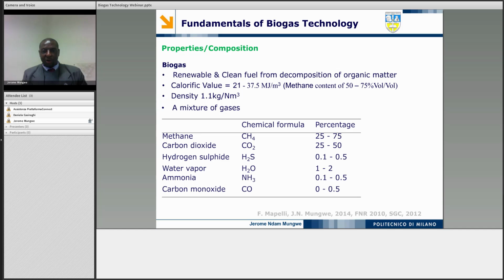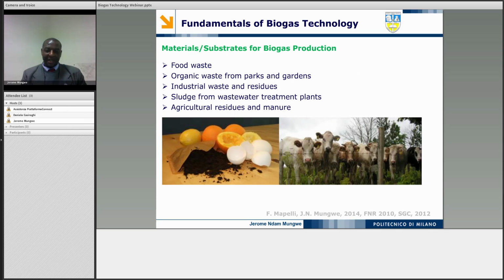And when we talk of biogas, it's actually a mixture of methane, carbon dioxide, hydrogen sulfide, water vapor, ammonia, and carbon monoxide in various proportions. The composition depends on the type of substrate that is used, the conditions of the digestion process, and also on the technical design of the digester.